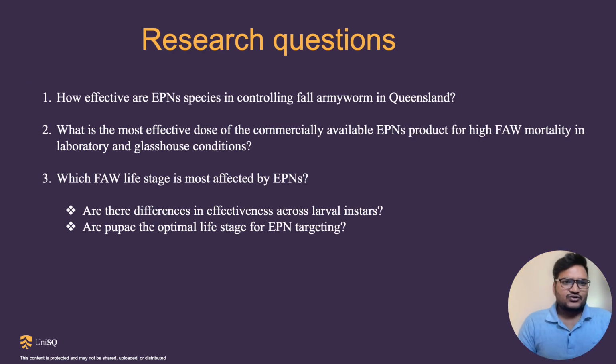There are three research questions we have identified. First, how effective are the entomopathogenic nematode species in controlling fall armyworm in Queensland? Second, what is the most effective dose of the commercially available entomopathogenic products for high fall armyworm mortality in laboratory and glasshouse conditions? Last, which fall armyworm life stage is most affected by the entomopathogenic nematodes? Are they different in effectiveness across the larval instars, or is the pupa the optimal life stage for entomopathogenic targeting?